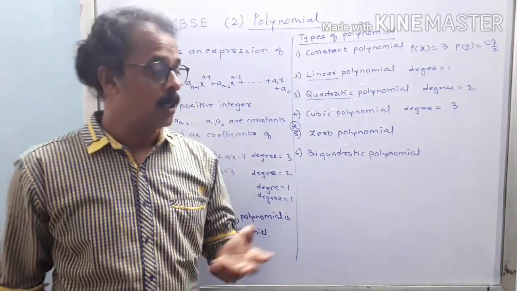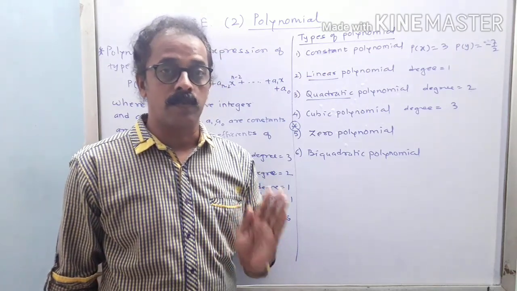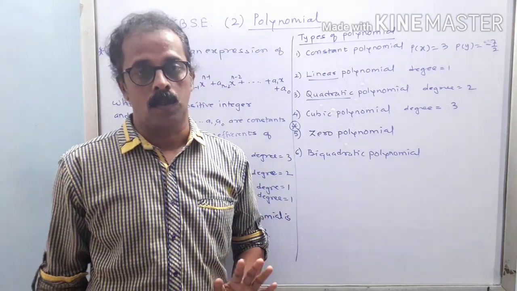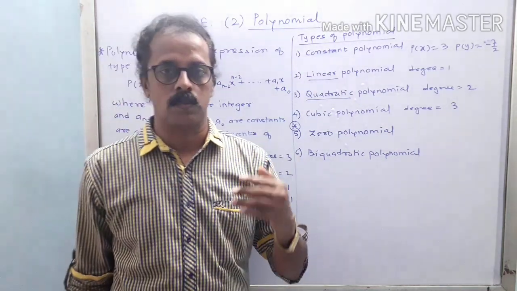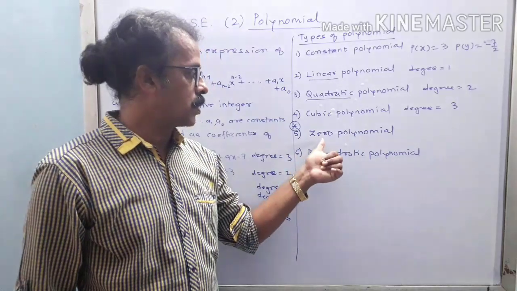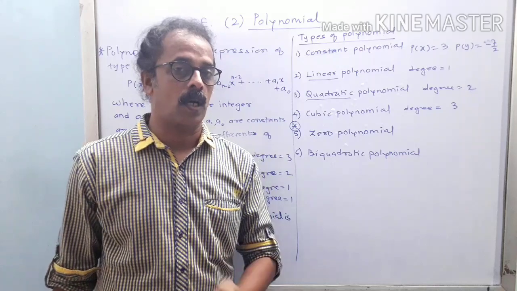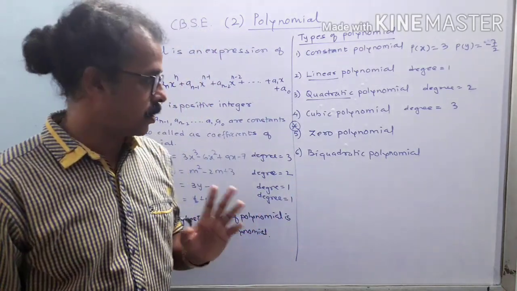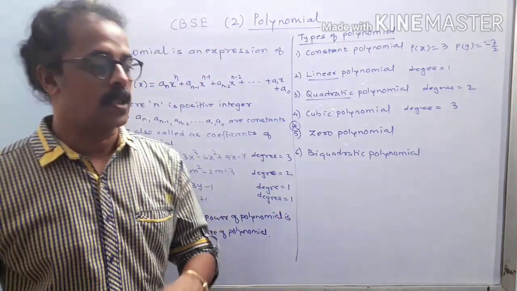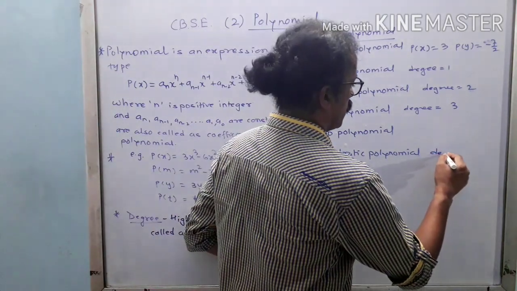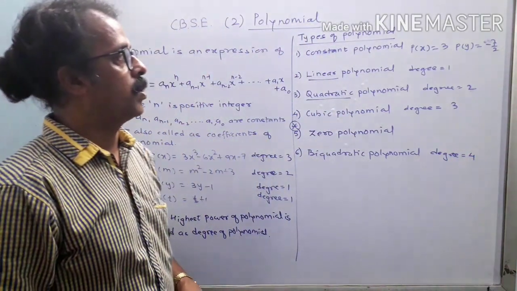So my question is, what will be the degree of the zero polynomial? Obviously you can't define the degree of the zero polynomial. Why? Because I can write 0x cube plus 0x square minus 0x plus 0, and so on. So that means the zero polynomial does not have any proper degree, or any proper highest index. Next I have written here biquadratic. Biquadratic means which has degree 4. So these are the kinds of polynomial we understood.